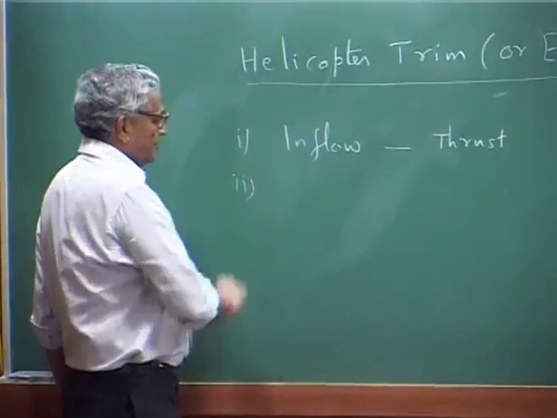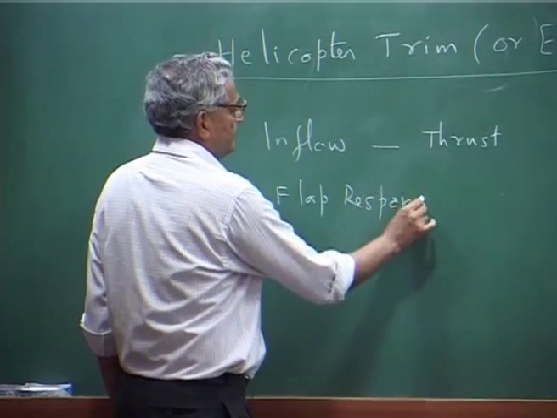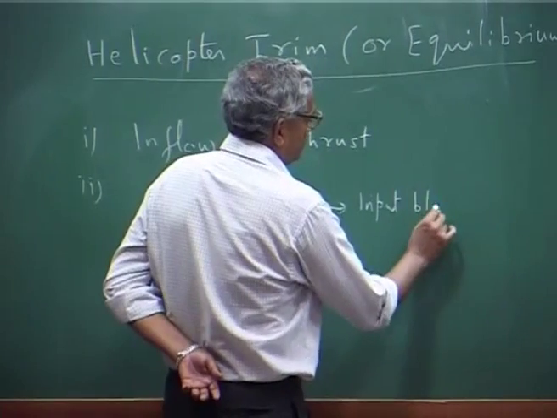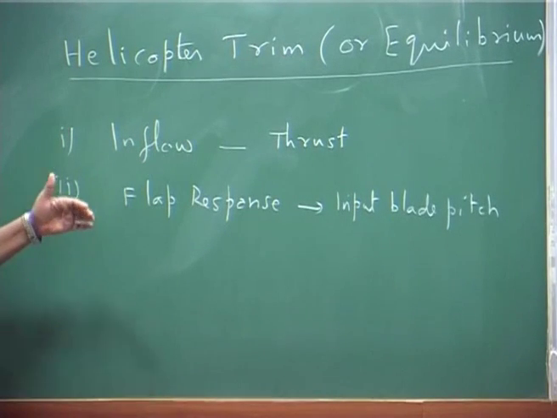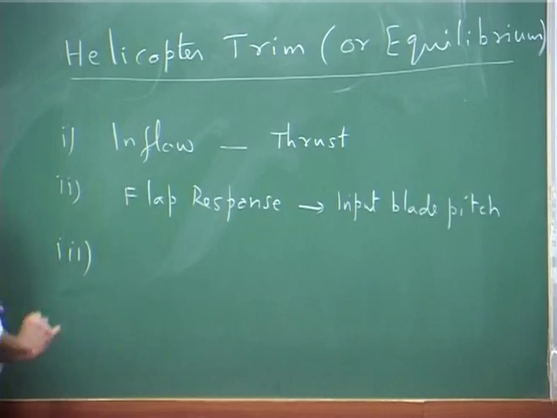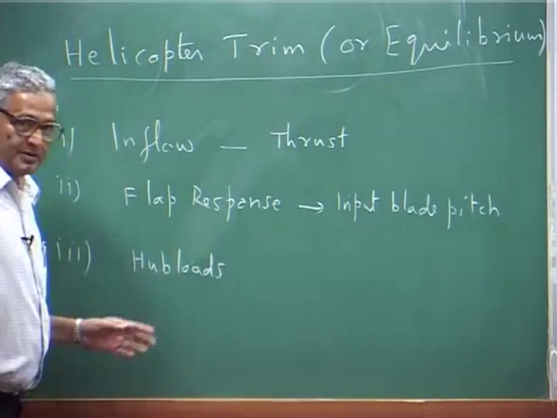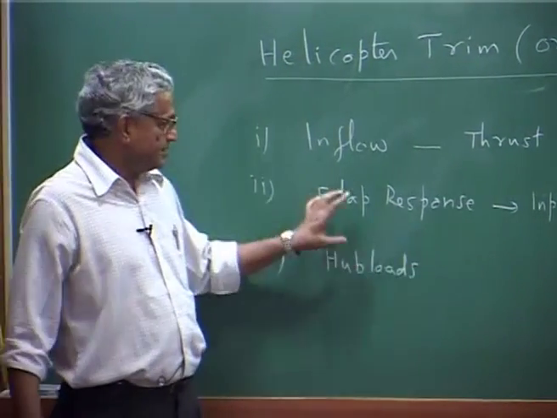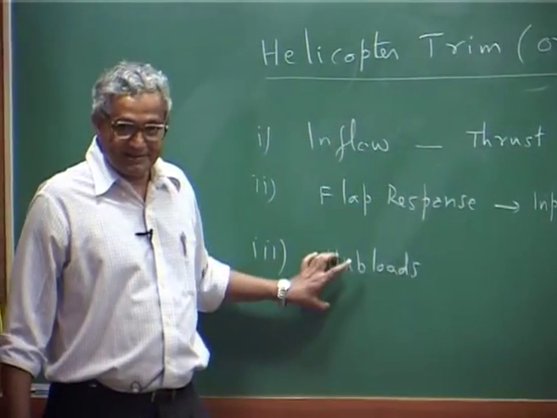And the second one is flap response. For this, your input is pitch angle, blade pitch. And the third set which we obtained are actually the hub loads, rotor hub loads. But the hub loads are in terms of flap, in terms of blade pitch and inflow. Everything is there in the hub loads.